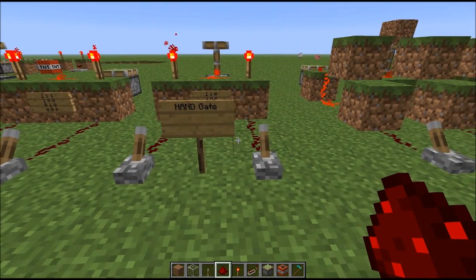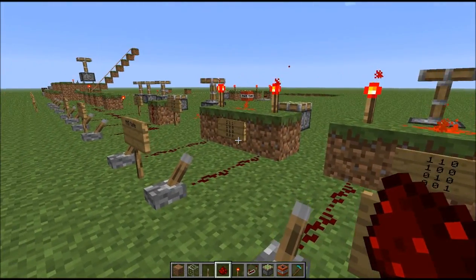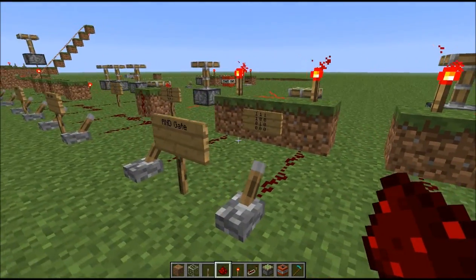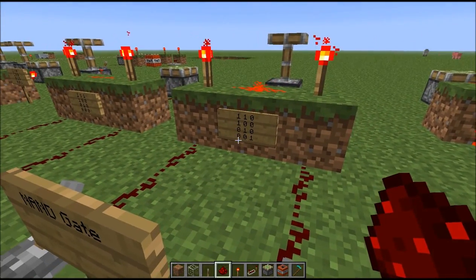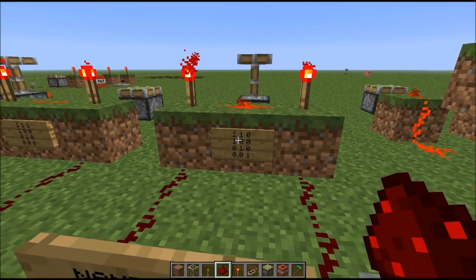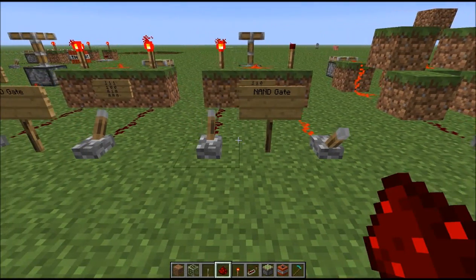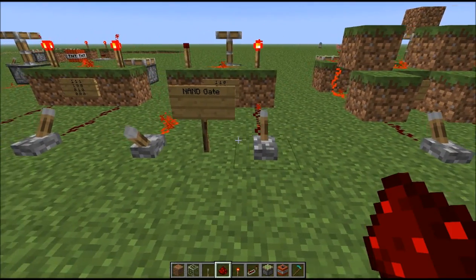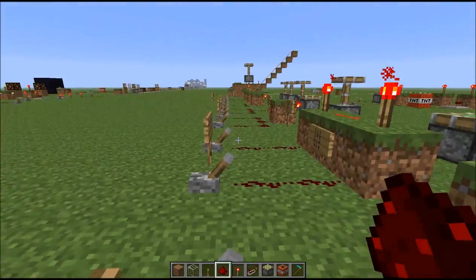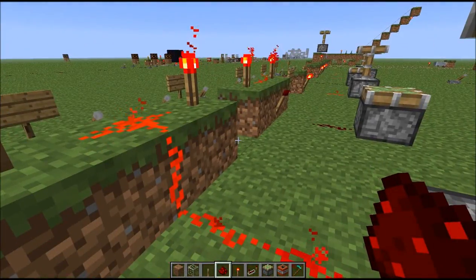This is the NAND gate. It has the opposite truth table to the AND gate. If they're both off, the output's on, and yada yada yada. It's basically an AND gate without a torch on the back.